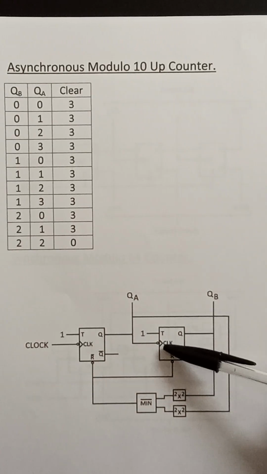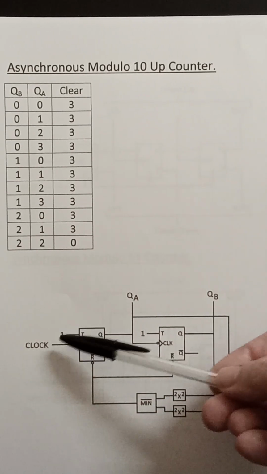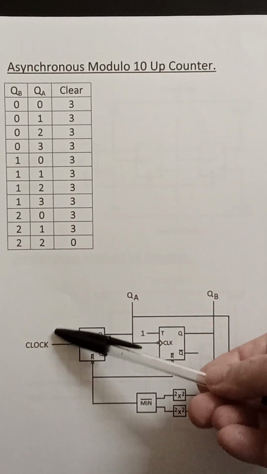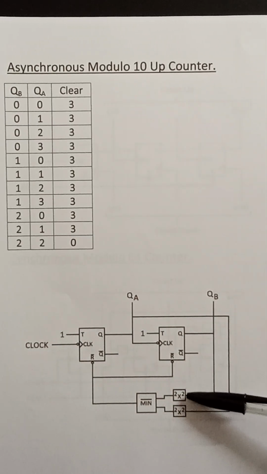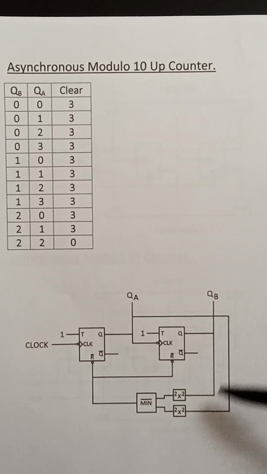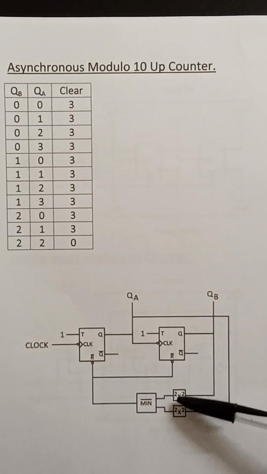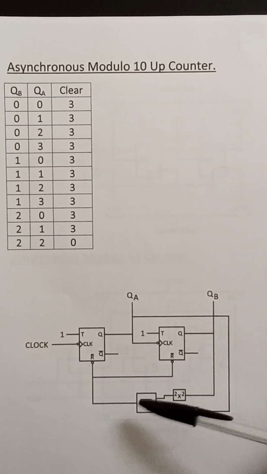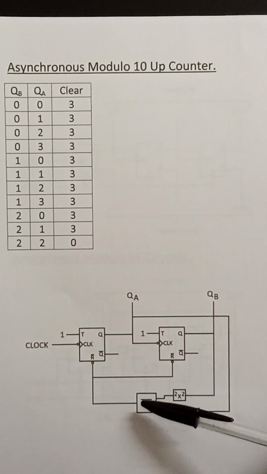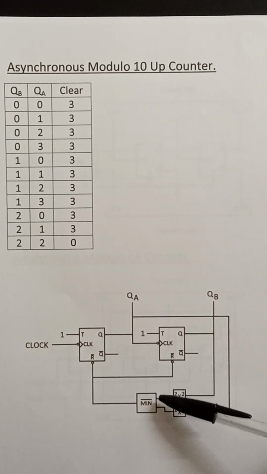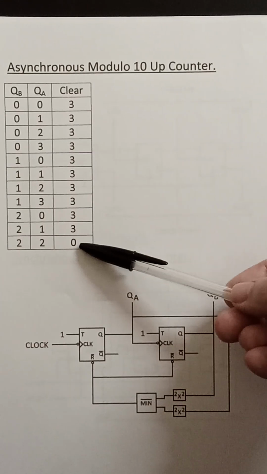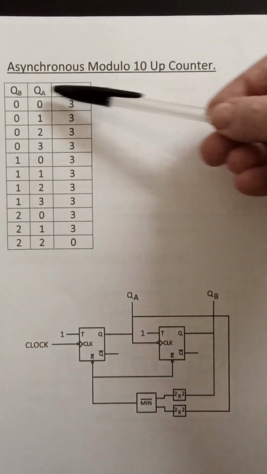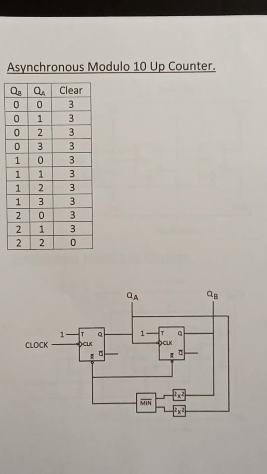QA feeds the clock for the next stage. The T inputs are set to 1 permanently, and when QA is a 2 and QB is a 2, X22 and B22 are 3s, which gives a 3 on the minimum function, but the minimum function is negated. So when it wouldn't give a 3, it gives a 0, and that gives you the 0 there, and it resets the flip-flop to 0, 0 here. So that's the asynchronous modular 10-up counter.